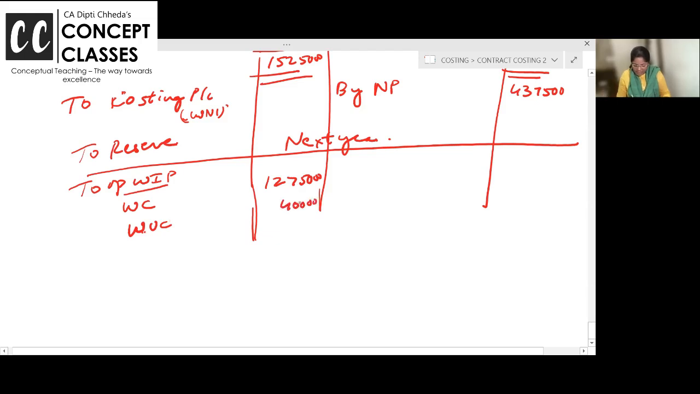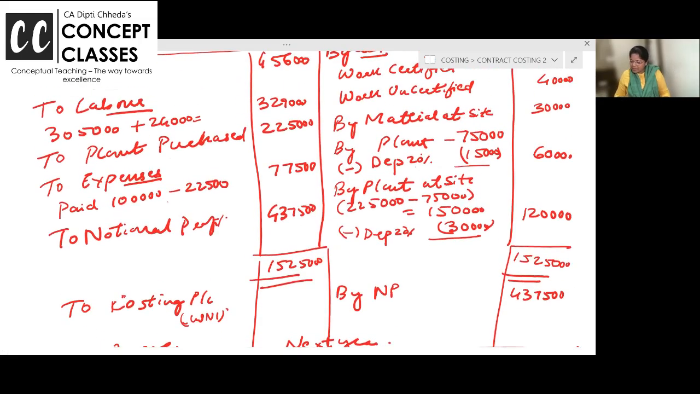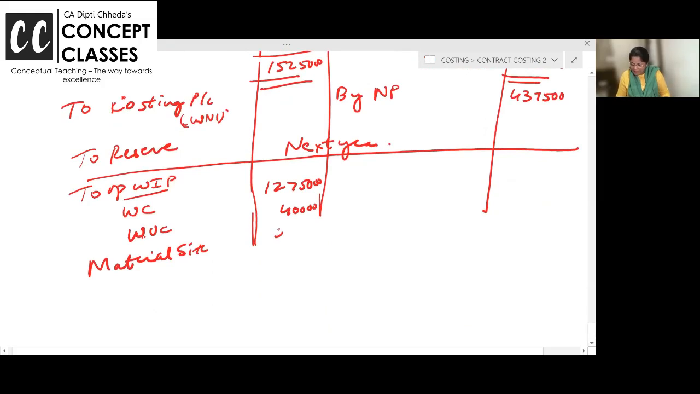40,000 and material at site. This is next year's opening. How you make the ledger and write. So I'm just writing and keeping. If you have a doubt, ask me.